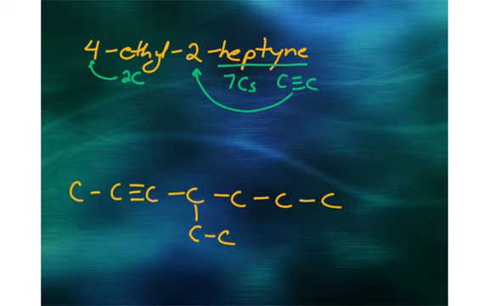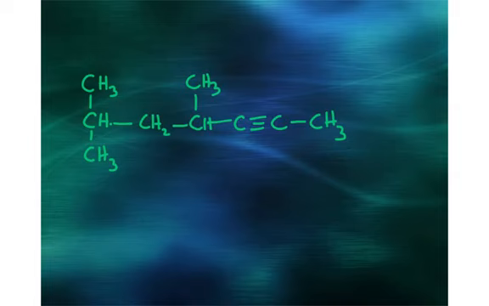And at this point, I'm ready to put my H's in. So everybody gets 4 bonds. So I need 3 H's here. The carbons in the triple bond don't need any H's. They've got 4 bonds each. I need 1 over here. Coming down here, I need 2 and 3. 2, 2, and 3.